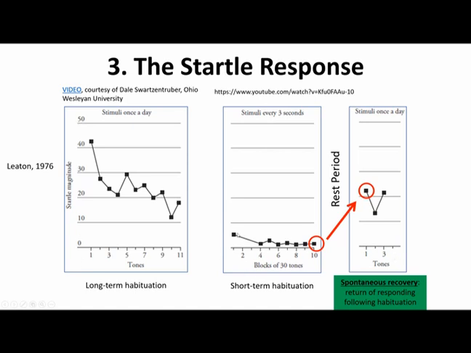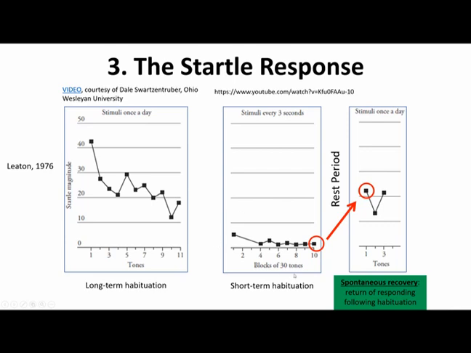They're just separated out. So even in our first block of tones, even in the first 90 seconds, our responding is much lower than what we saw in the long-term habituation, because even in that first block, they were exposed to the tone every 3 seconds. So there's tons of exposure there already. But we still see that downward trend where over time, they're showing less and less of a response. But because they're getting so much more exposure in such a tight time frame, our overall rate of responding gets down to almost no response, almost no startle response at all.